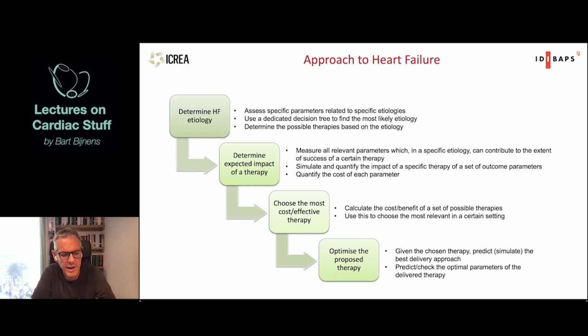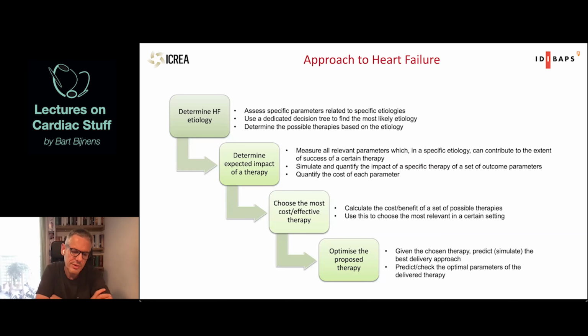Because heart failure is a syndrome. It's not a certain etiology. It's not one disease, let's say it that way. It's something that the patient experiences and that you can see in different ways. And there might be quite a lot of different etiologies that would lead to heart failure.